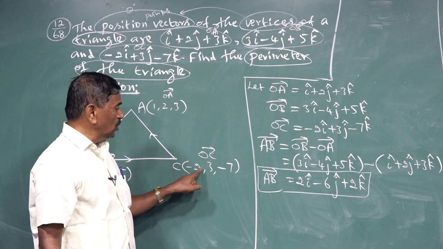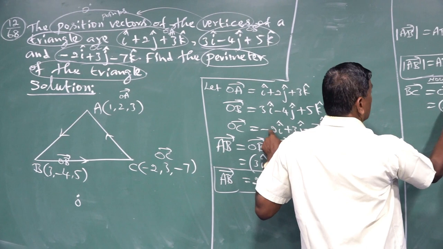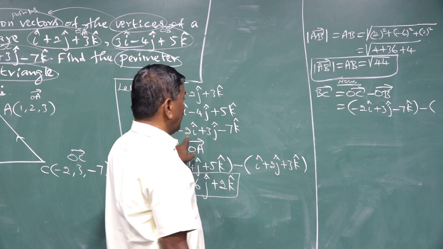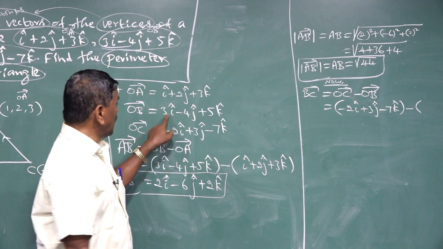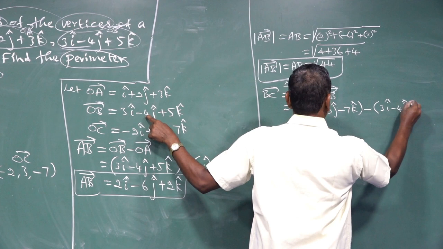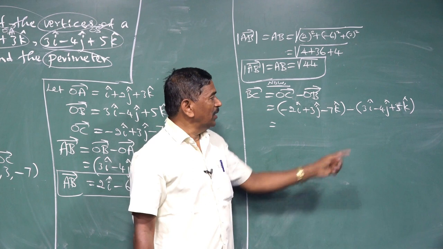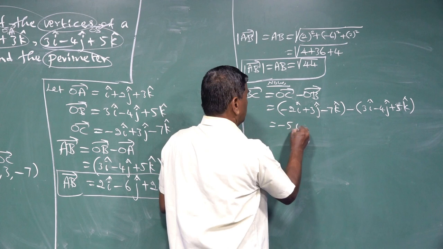Minus 2 i cap plus 3 j cap minus 7 k cap. So OC vector is ready. Now minus OB vector. OB vector is equal to 3, minus 4, 5, that is 3i cap minus 4 j cap plus 5 k cap. Which is equal to minus, going to multiply inside all the elements. Minus 3i, minus 2i, totally minus 5i.